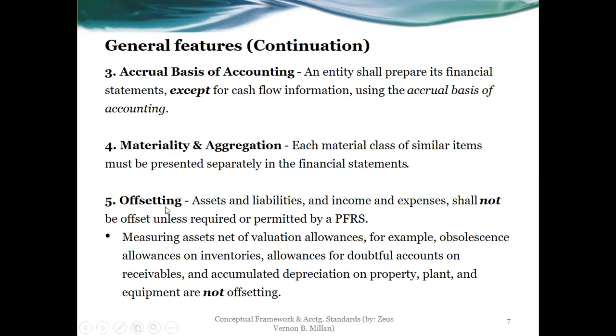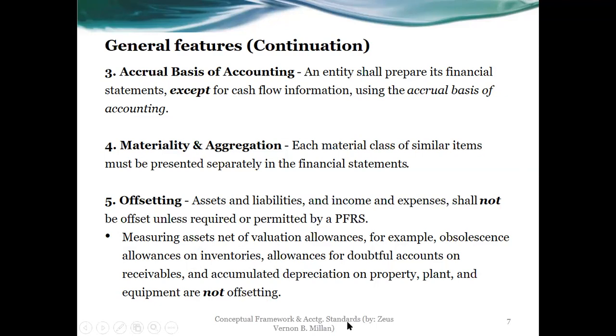Number 5 is offsetting. In offsetting, this simply states that we cannot present accounting elements net of each other. So we cannot offset accounting elements unless it is required or permitted by a PFRS, a Philippine Financial Reporting Standard. For example, in the same transaction, there is an asset, equipment acquired, and there is a liability for payment. We cannot net the two values of equipment and the liability. That's not allowed by the Philippine Accounting Standards, even more so by the PFRS.